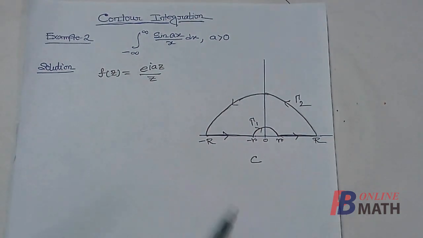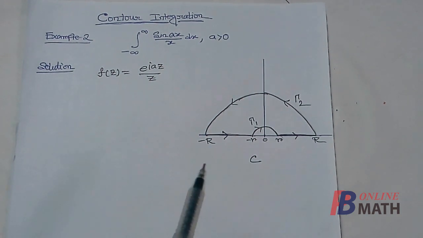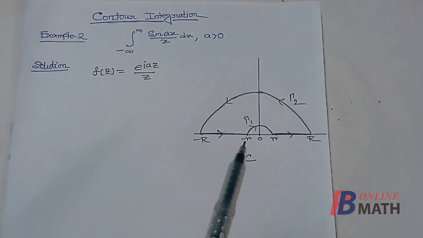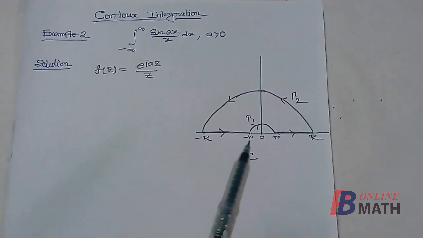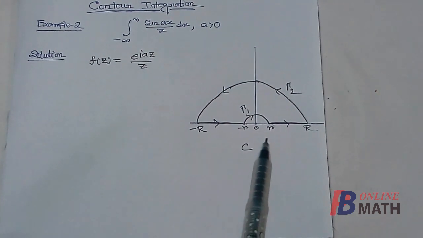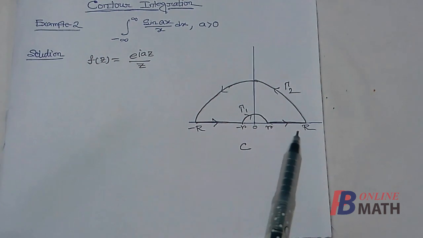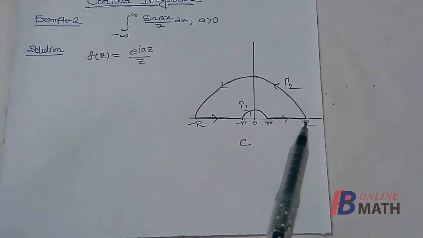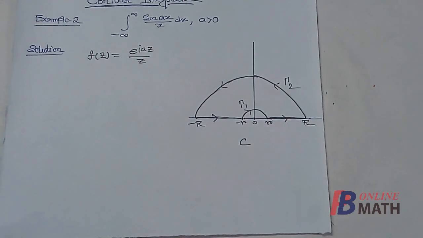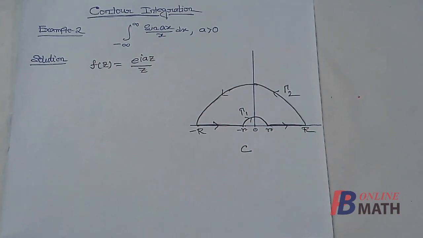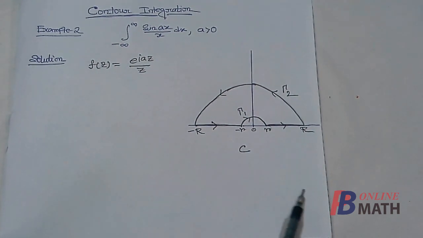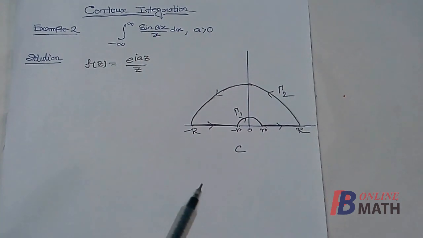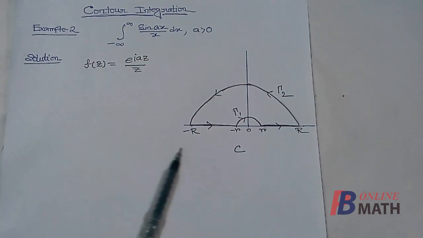Now the contour C has 4 parts. First one is from minus capital R to minus small r along the real axis. The second part is this semicircular arc from minus r to plus r. The third part is the straight line from small r to capital R along the real axis, and then the final part is a semicircular arc of radius capital R. Now remember that capital R is a large positive quantity and small r is a small positive quantity. As capital R tends to infinity, the contour covers the total real axis.